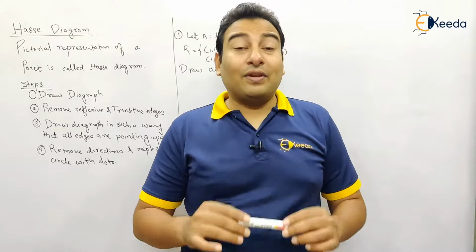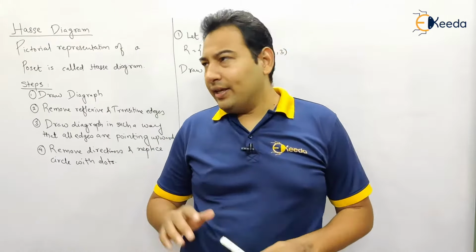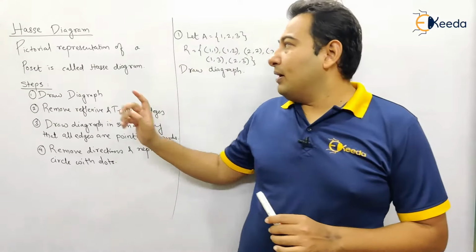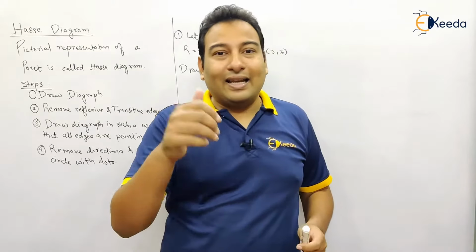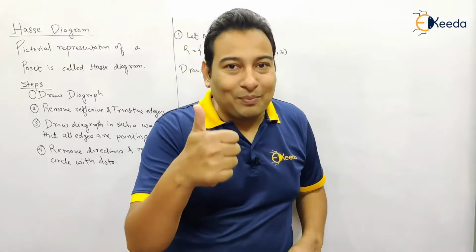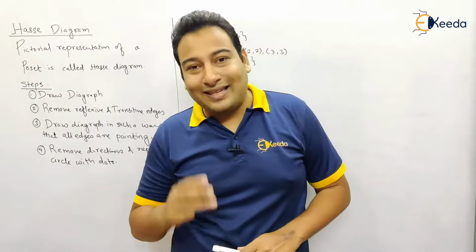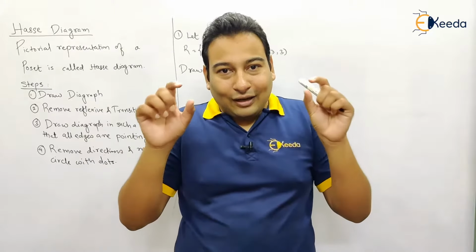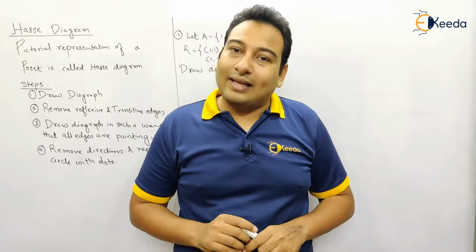Welcome back friends. Now we are starting with the new topic, that is Hasse diagram, and we'll discuss one example on it. So what is Hasse diagram? Pictorial representation of a poset is called Hasse diagram. First of all, poset. What do you mean by poset? Poset topic we have already discussed. A relation is said to be poset if it is reflexive, antisymmetric and transitive. If a relation follows these three properties, then the relation is said to be poset. If you represent that relation in a pictorial format, then it is called a Hasse diagram.